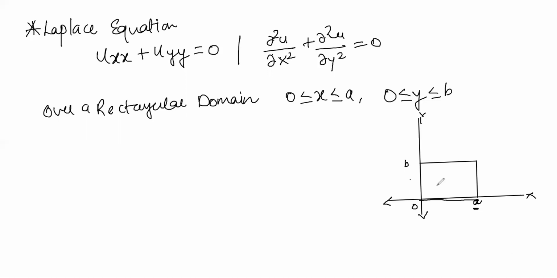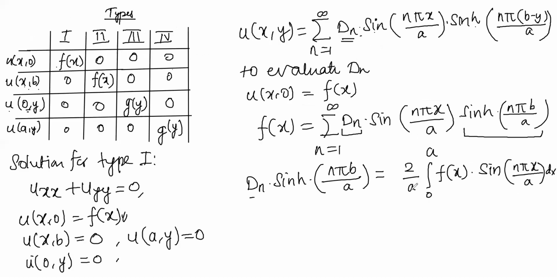So that's why, instead of L, I'm writing a: 2 by a, integral 0 to a, f of x sine n pi x. So that's your solution. Star is your solution, and this is your d_n. You can even take d_n to this side, but I'll recommend not to do so. Keep it here in fact, that will play a good role. So this is the solution for type 1. Similarly, you can find a solution for all the types, and nothing much will change.